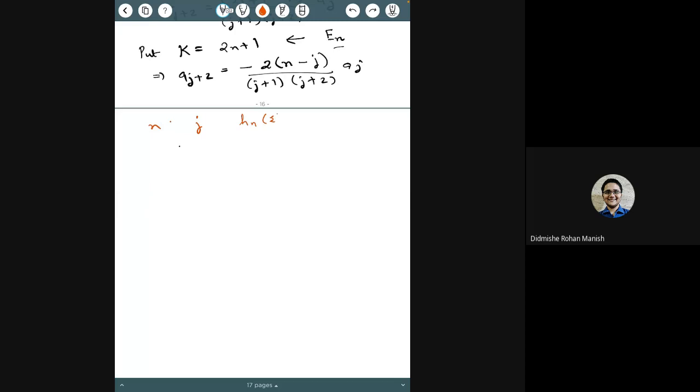So H_n(xi) and psi_n(xi). Let's say my n is 0, so that's the ground state. Then you only have j equal to 0, and H_n has only a0, and psi_n(xi) will look like a0 times e to the power minus xi squared by 2.